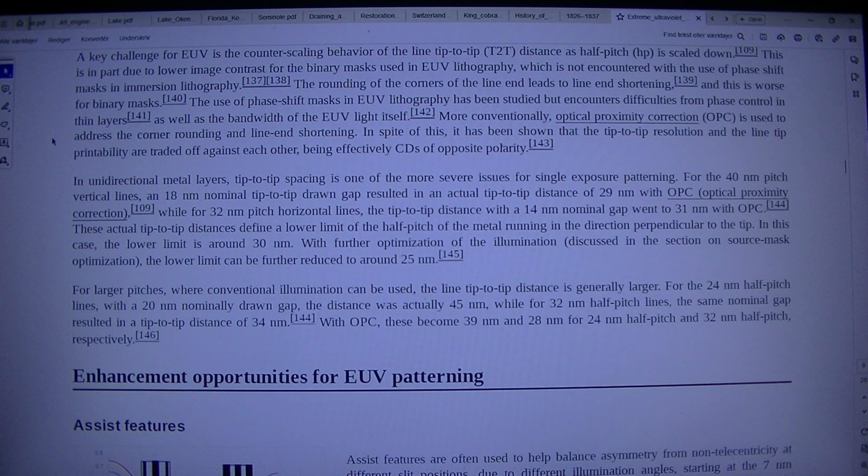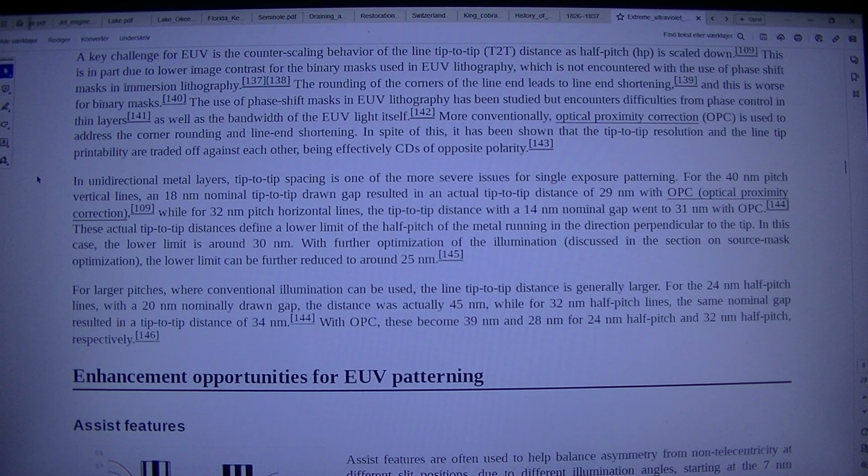142. More conventionally, optical proximity correction, OPC, is used to address the corner rounding and line end shortening. In spite of this, it has been shown that the tip-to-tip resolution and the line tip printability are traded off against each other, being effectively CDs of opposite polarity.